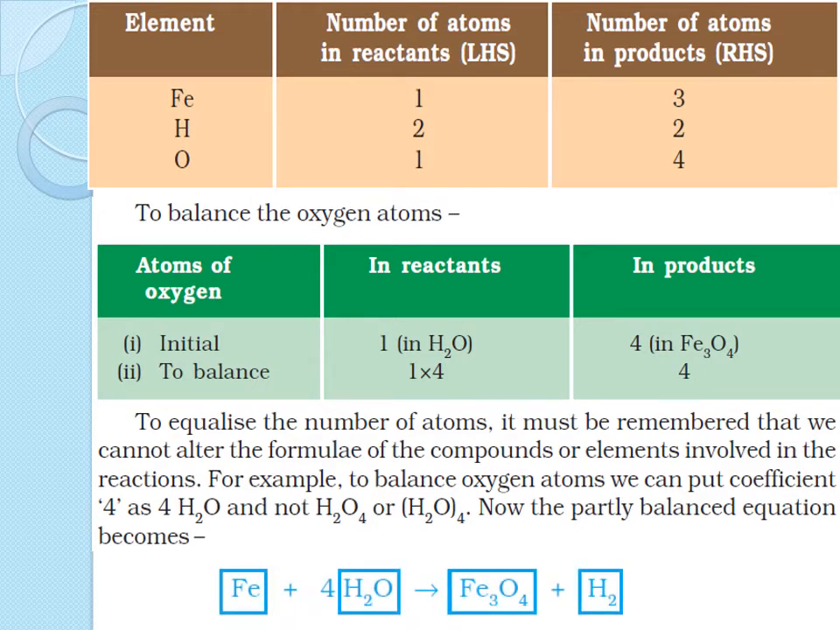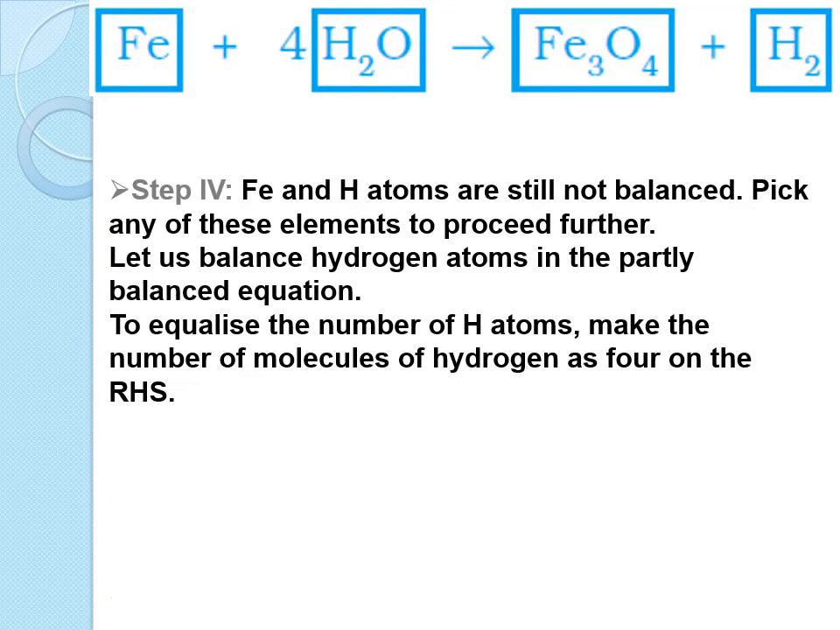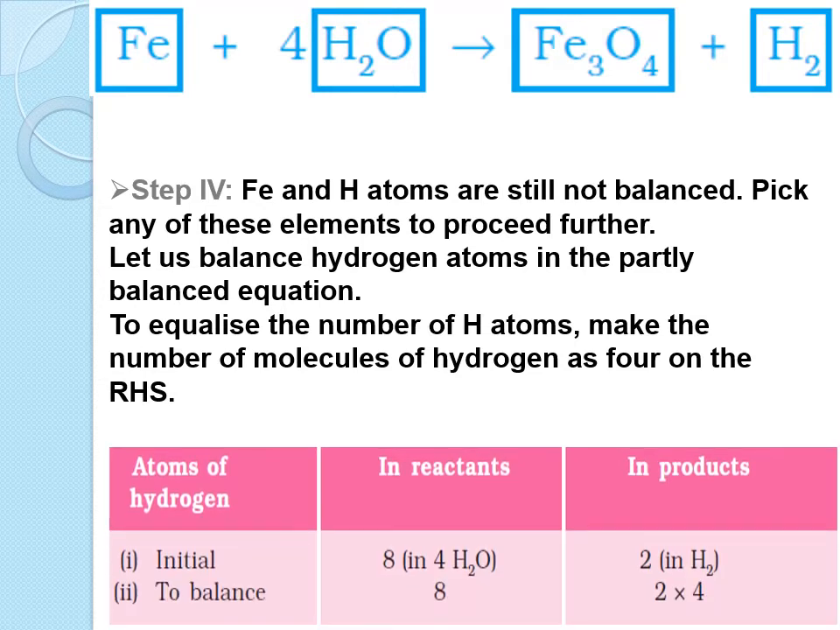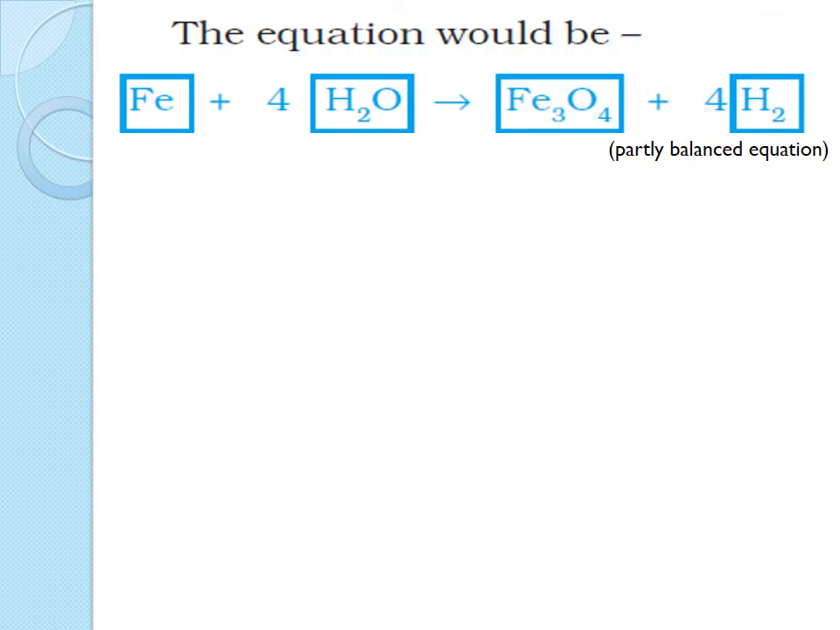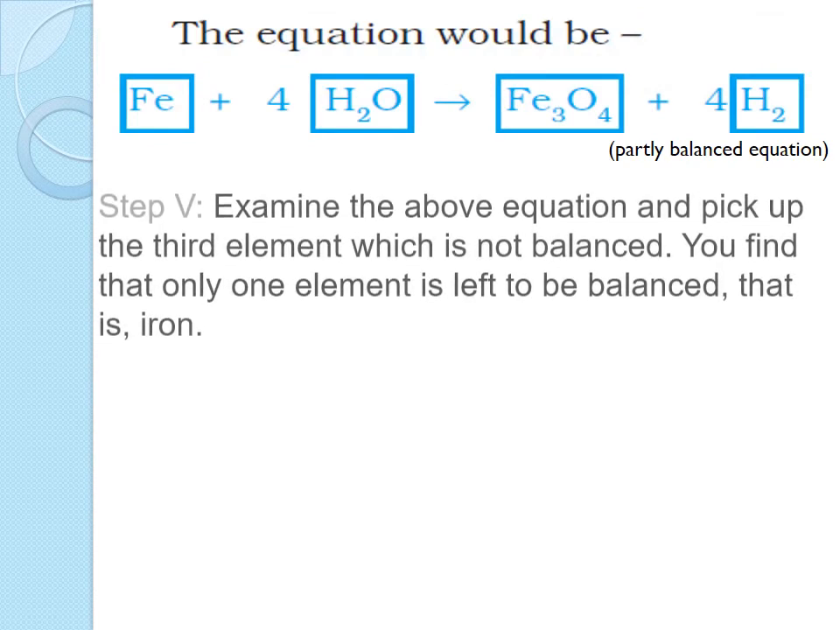Now we have this equation, but it is still unbalanced. Next step, what we observe, number of iron atoms and number of hydrogen atoms are still unbalanced. Let us now balance number of hydrogen atoms. For that, we are going to multiply right hand side hydrogen molecule with the help of 4. Now this equation becomes like this.